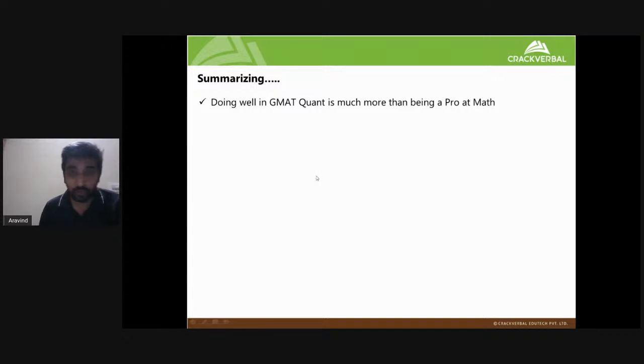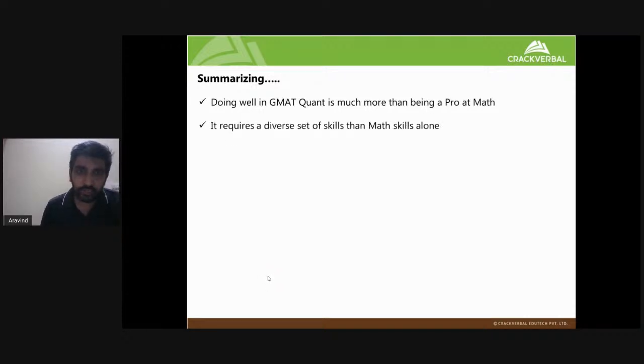So it's almost an hour, people, that we started. So I think it's time for me to summarize. Remember that doing well in GMAT Quant is not about being a pro at math. It's not about being a math whiz. Yes, you need to be fairly good at your mathematical concepts, the basic concepts, but it's not about knowing advanced math.